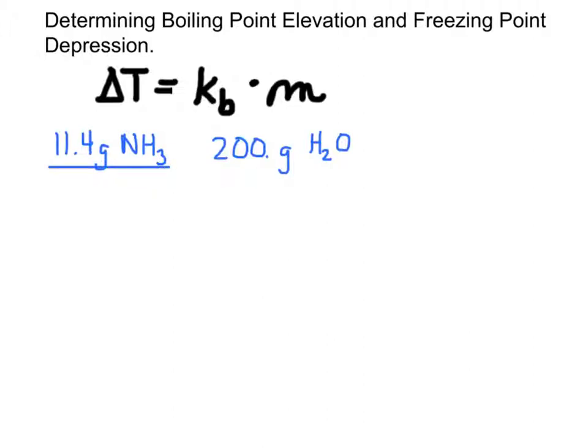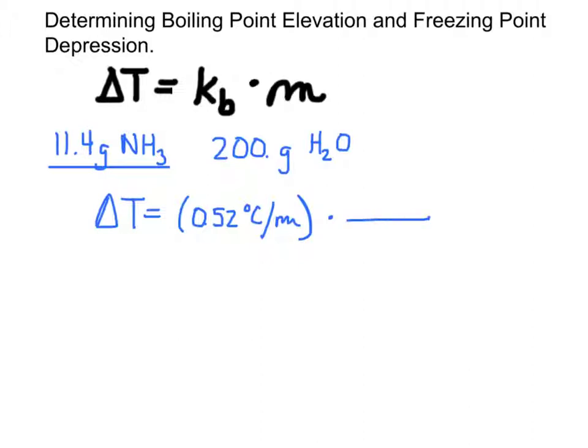Okay, so let's fill in the pieces. We want to know delta T. That's easy enough. They give me KB in the context of the problem. They tell me that the boiling point constant is 0.52 degrees Celsius per molal. So then I've got to figure out the molality, so I can put that in here.